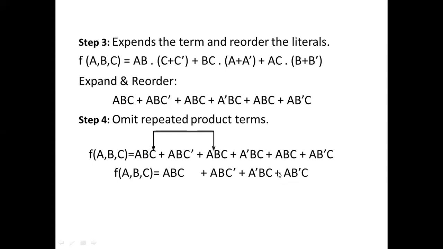Is everyone clear? According to the step, ABC is repeated three times. Yes, this is also repeated. So instead of writing it three times, I'll take down just one. So ABC, ABC bar, A bar BC plus A B bar C. Is everyone clear?